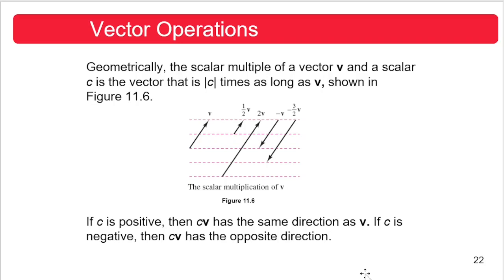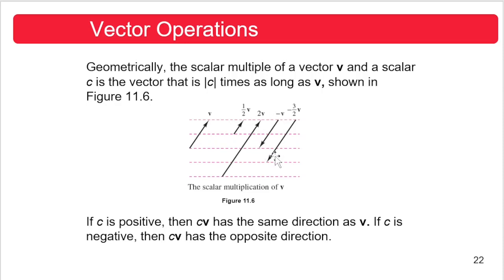Okay, geometrically, the scalar multiple of a vector B and a scalar constant C is the vector that is absolute value of C times as long as vector B. As you can see in this figure, if this is the original vector B, when you multiply this by constant 1/2, the length of the resulting vector is half the length of the original vector. To get 2B, you multiply this vector B by 2, and geometrically this is twice as long as the given vector B.